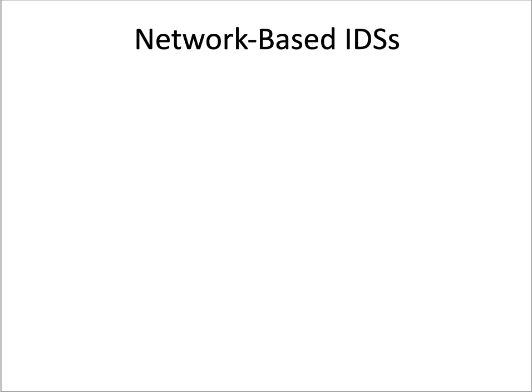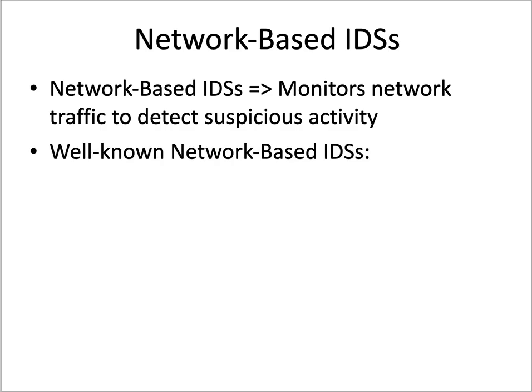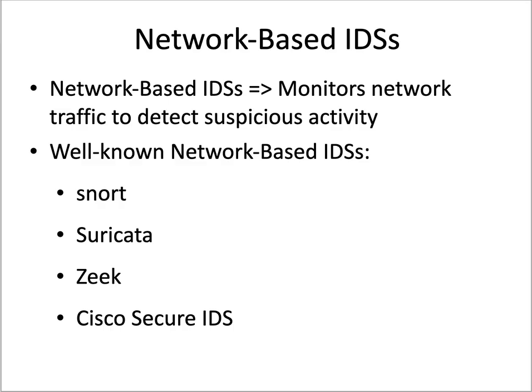That is different than network-based IDSs, which monitor network traffic trying to detect suspicious activity. Some well-known network-based IDSs are Snort, which we'll talk about in detail and may actually visit later in the semester again, Suricata, Zeek, which used to be named Bro, and then Cisco has something it calls Cisco Secure IDS, and there are many, many other network-based IDSs as well.